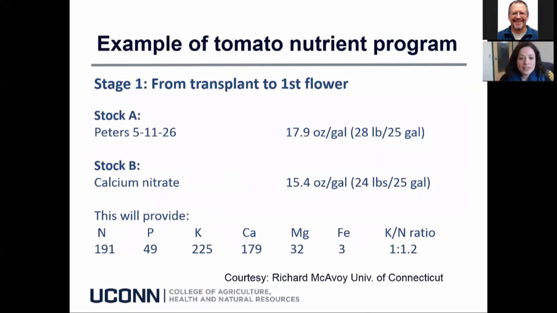So here we see the example of nutrient solutions that are used to grow tomatoes from transplant to the first flower. Again, as a base fertilizer, there's an option to use the 5-11-26, the same we use with lettuce. Again, we use the same calcium nitrate, but the rates that we're using are slightly different and a little bit higher than what we used for lettuce. If we use these rates at these doses, what we see is that we have a potassium to nitrate ratio of 1 to 1.2, and the plants grow really well.